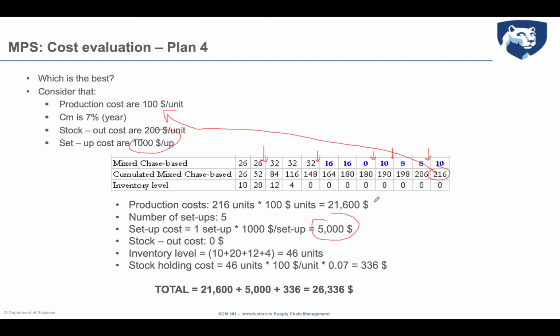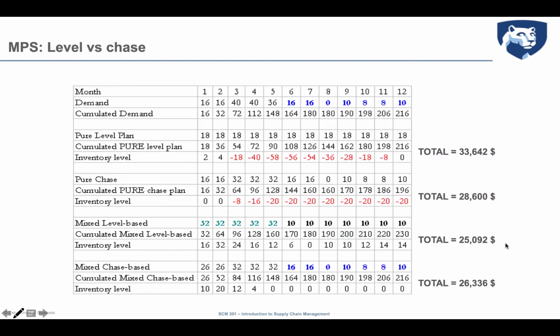No, because there are no reds. Do you have inventory? Yes, in the previous 4 periods, 46 units. How much does it cost you to keep inventory? 7%. 7% of what? The dollar value of each unit of inventory, $100. So $336, 26,336. So which plan are we going to select?